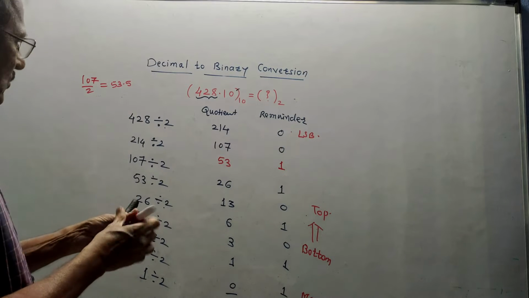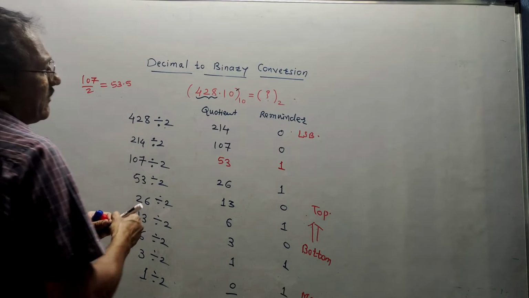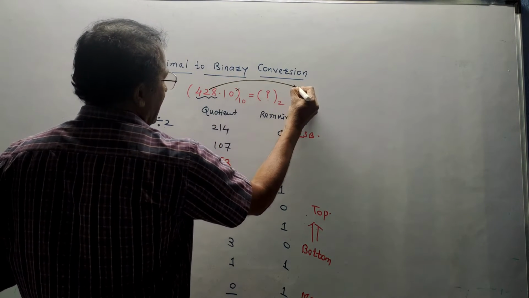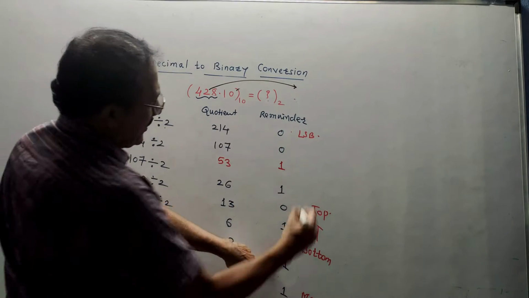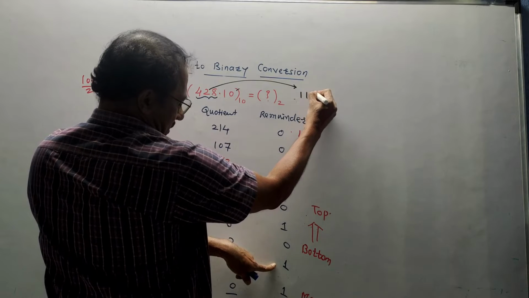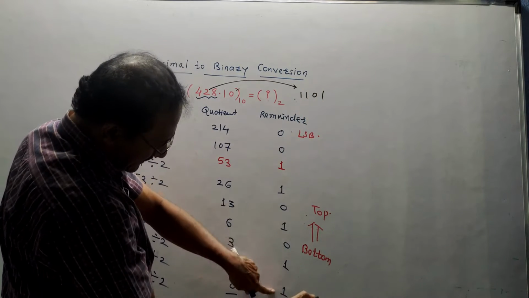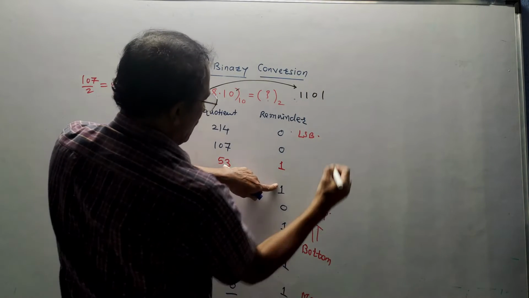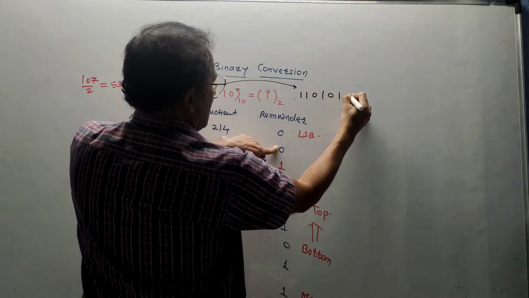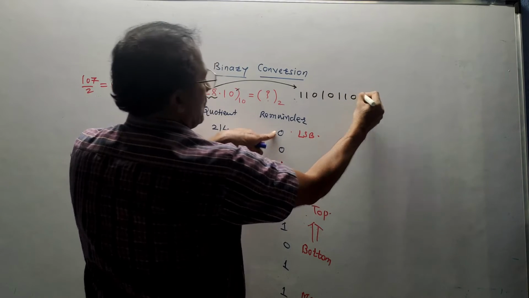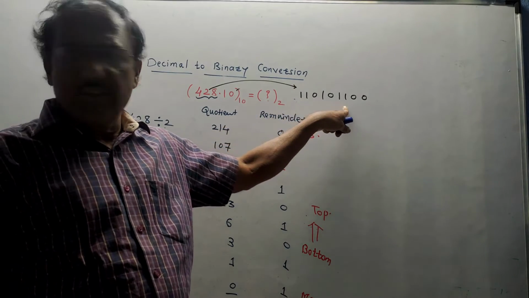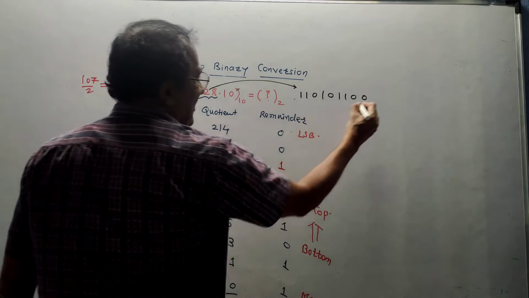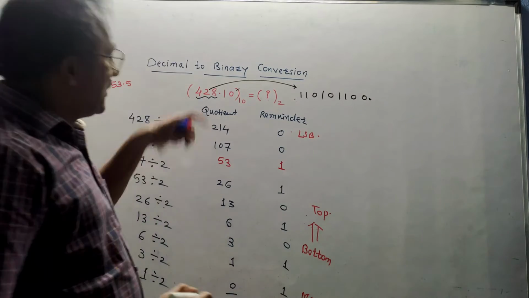So how to write the answer of this part? I have just completed one part, the part related to the integer. Write the answers from bottom to the top. So it is 1 1 0 1. I am writing it in reverse way. 1 1 0 1, then 0 1 1 0 0. So it is 1 1 0 1 0 1 1 0 0. This is the answer of the integer part.